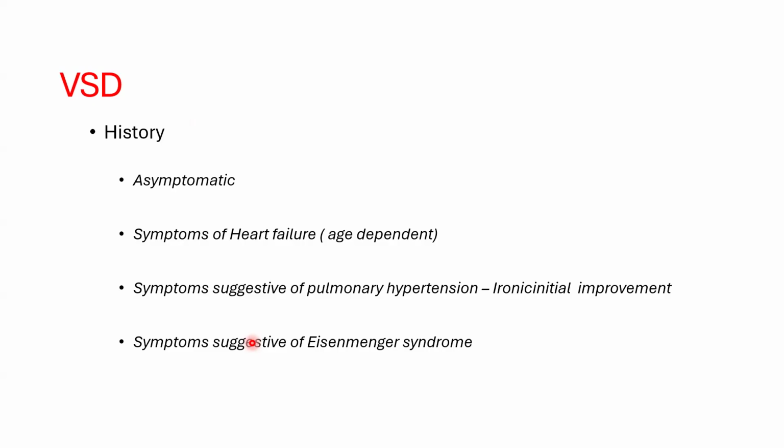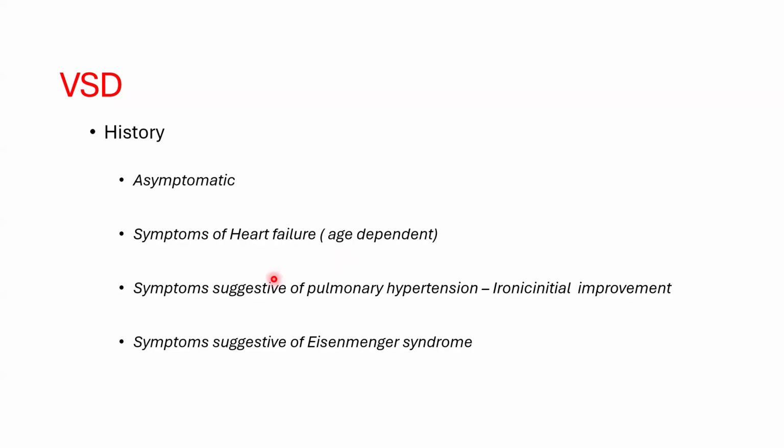From a history point of view, once again, depending on the size, the patient may be asymptomatic. Small VSDs are usually asymptomatic, but the bigger they get, the more you see the symptoms of heart failure, and the symptoms of heart failure are age dependent. In an infant, they'll fail to thrive, they'll have tachycardia, tachypnea, hepatomegaly. As you get older, you have exercise intolerance, orthopnea, pedal swellings as well. You seldom have pedal swelling in children, but as you get older, you get those other symptoms.